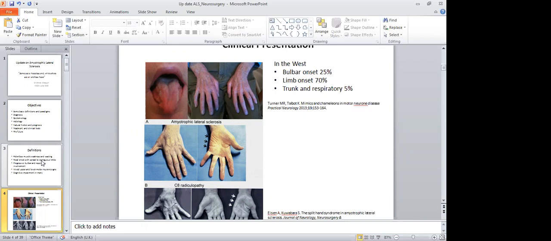The other typical feature is what we call a split hand. Again, you have a hand that's very wasted, and you can see the wasting of the first DIO. If you ask the patient to turn the hand over, you can see marked wasting of the thenar eminence, which is typically seen in motor neuron disease, and that seems to distinguish it from C8 radiculopathy, which you probably see a lot of in your clinics.